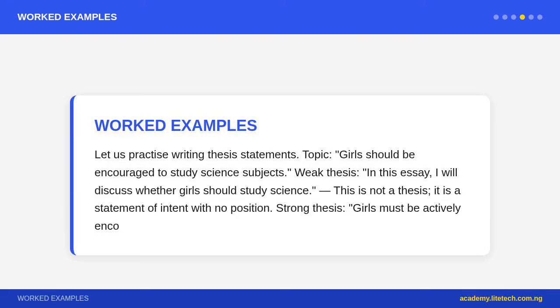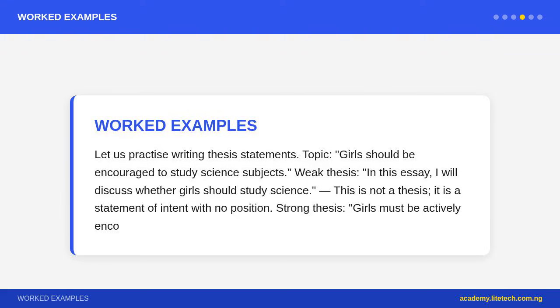Notice, the counterargument is treated fairly. It is a real, reasonable objection, before being firmly rebutted. Paragraph 5, the conclusion. The conclusion must: 1. Restate the thesis in different words, do not copy the introduction verbatim.